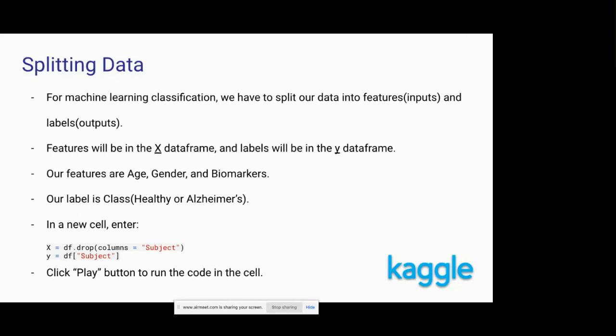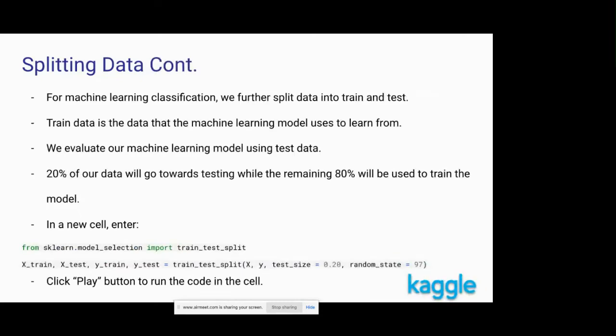Okay, now let's move on. We're going to split our data even further. We're going to split our data into train and test. Train data is the data that the machine learning model is going to use to learn from. And then we're going to evaluate our machine learning model using our test data.